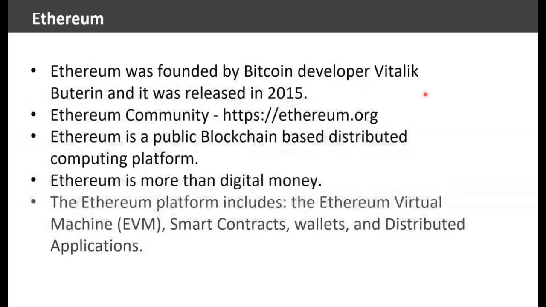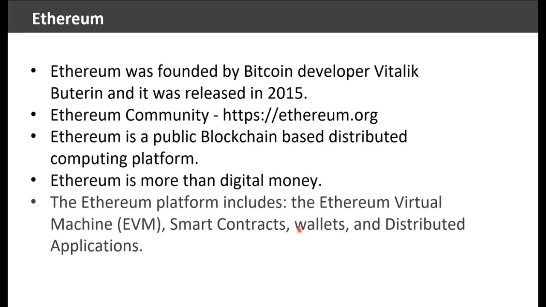So Ethereum is a blockchain. It's very similar in structure and architecture to Bitcoin. It was founded by a group of Bitcoin developers led by a developer by the name of Vitalik Buterin, and it went live at the end of 2015. This is the Ethereum community. Ethereum is a public blockchain, and there is a single copy of the ledger.